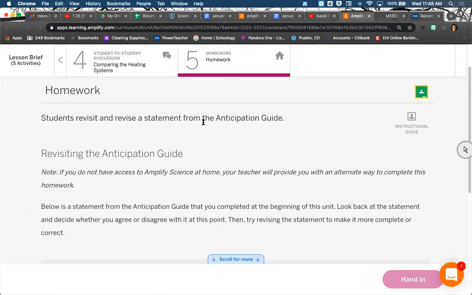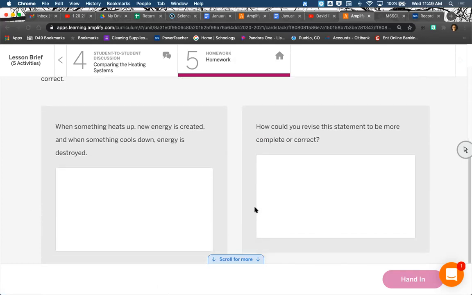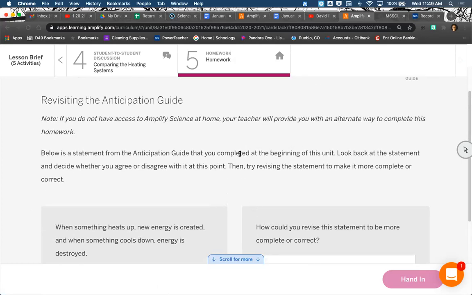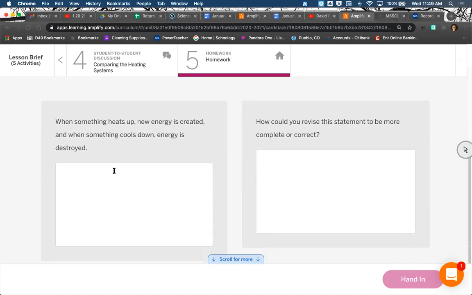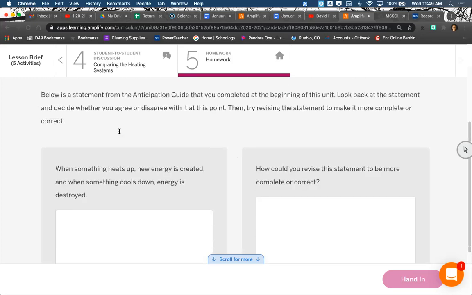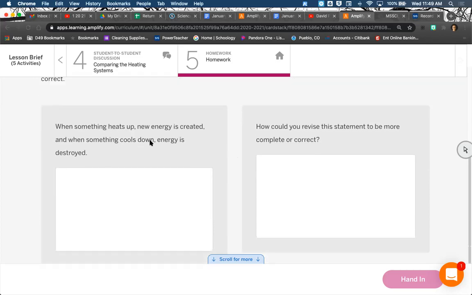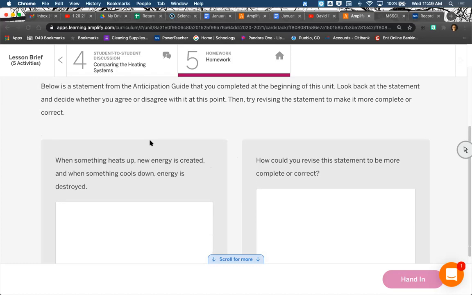We're going to revisit and revise a statement from the anticipation guide. Below is a statement from the anticipation guide that you completed at the beginning of this unit. Okay. So that's where we got this. I think it was in lesson 1.2. Look back at the statement and decide whether you agree or disagree with it at this point. Then try revising the statement to make it more complete or correct. Okay. So we want to see, do we agree or disagree? And we want to revise the statement to make it more complete or correct.